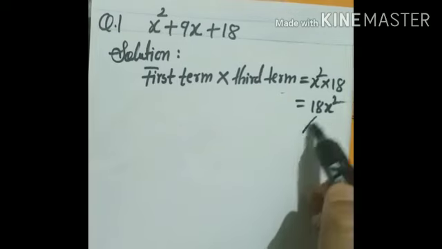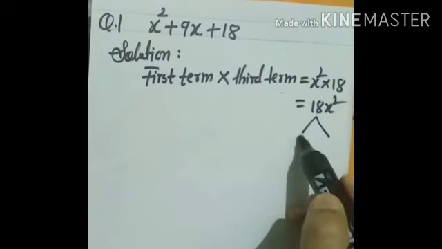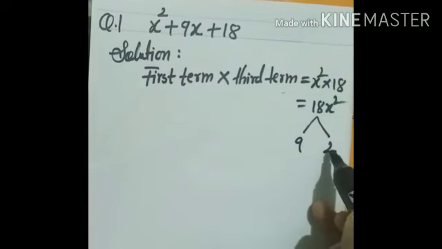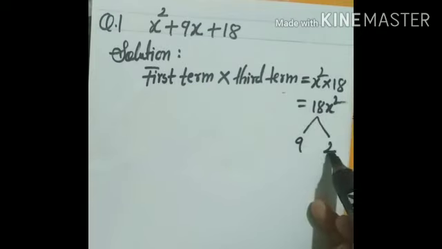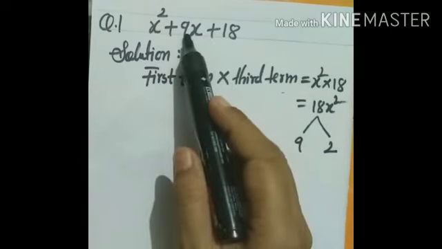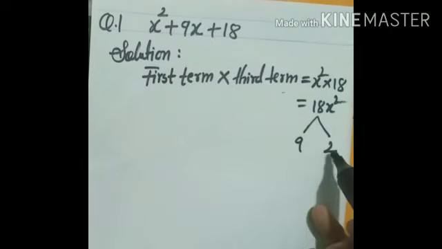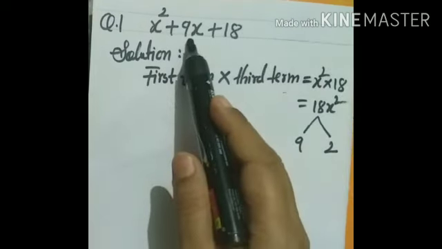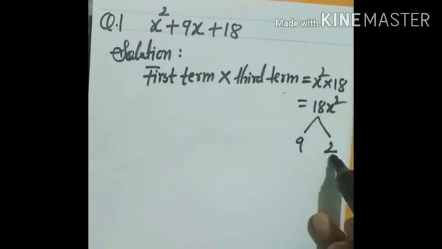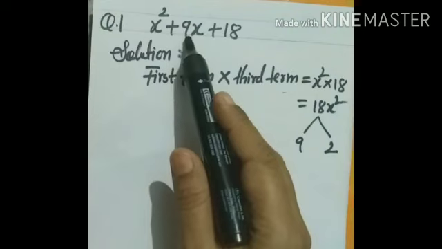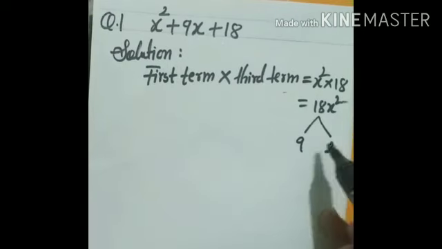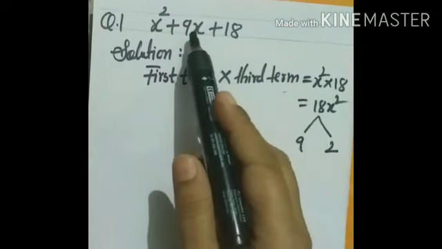So what are the factors of 18, children? 9 2s are 18, right? 9 2s are 18. If we are multiplying, children, we are getting 18. But when we are adding these two, we should get the middle term. What is the middle term? 9x. So if I am adding these two, 9 plus 2, what we get, children? 11. But what is our middle term? 9. If I am subtracting these two, 9 minus 2, what we get? 7. But the middle term is what, children? 9. If we are adding and if we are subtracting, we are not getting the middle term.